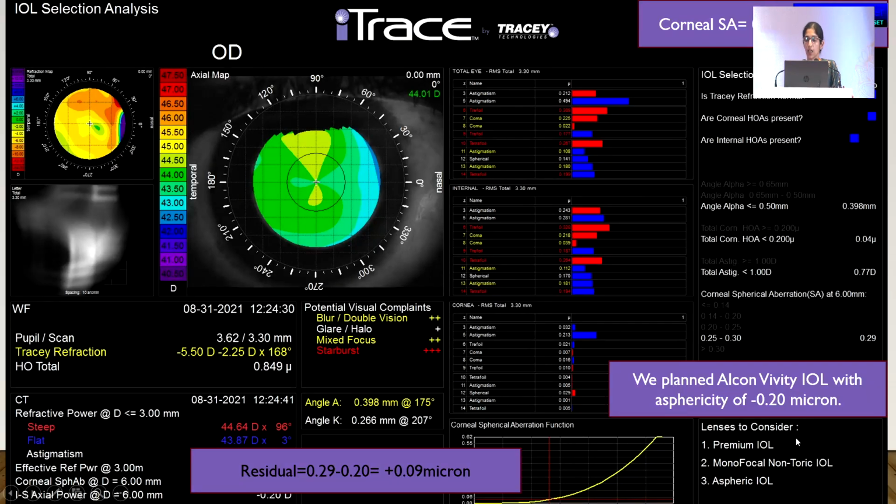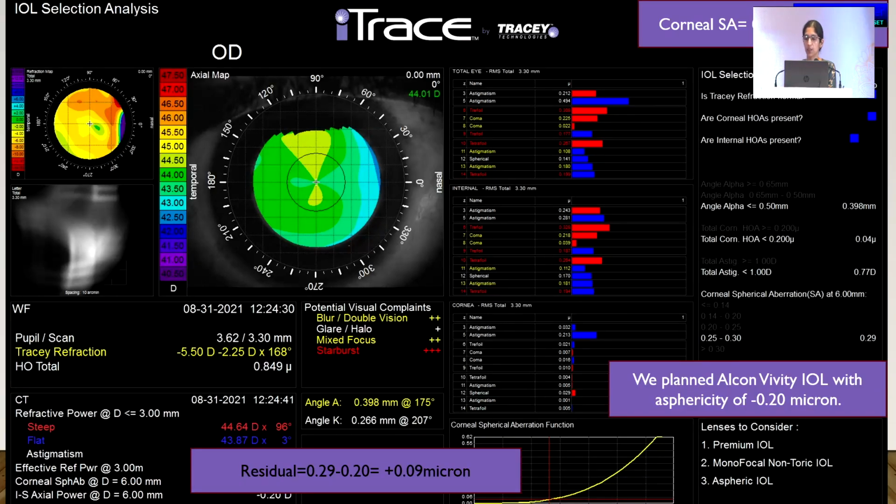Along with this, it also tells us the corneal spherical aberration. Different IOLs, as we know, have different spherical aberrations. And if the cornea has a positive spherical aberration, we should plan an IOL with a negative spherical aberration so that we have a residual positive spherical aberration with a good depth of focus.